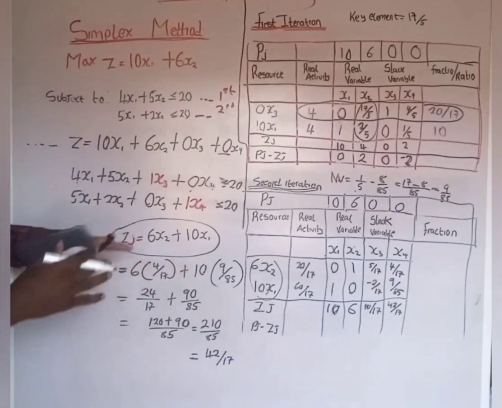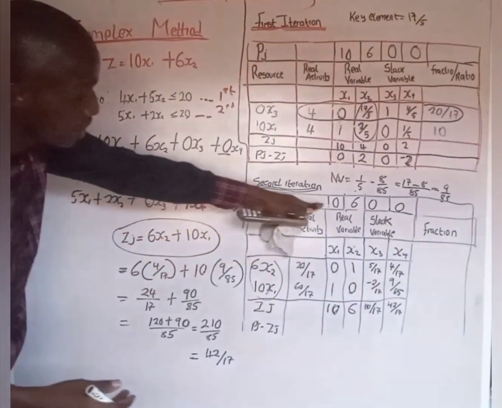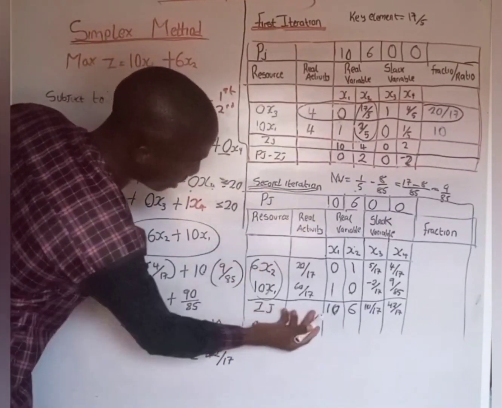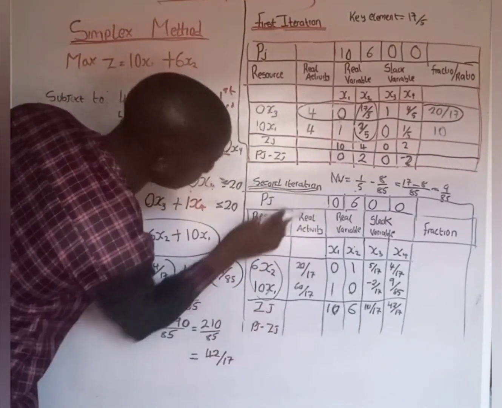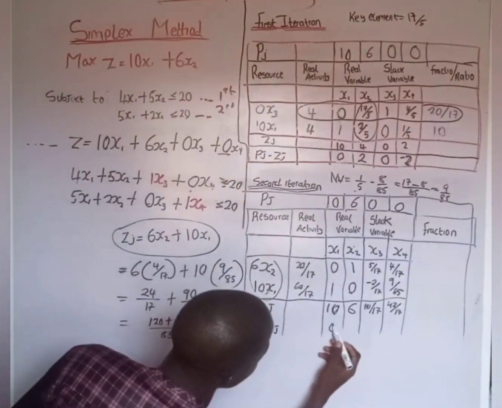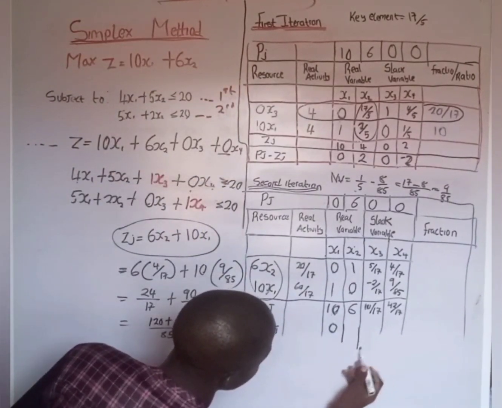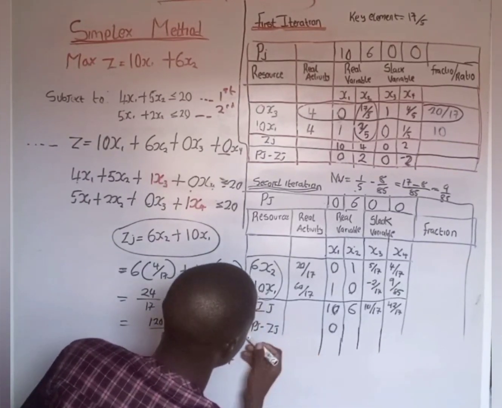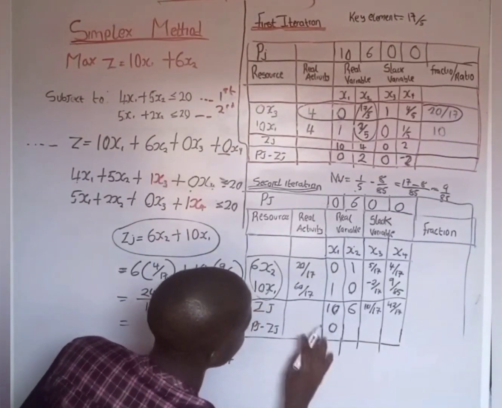So that you will not make any mistake, the value of PJ is here. For this one, the PJ is 10, and the ZJ is 10. The value of PJ minus ZJ will be 10 minus 10, which gives me 0. So I'm going to have 0 here, 0 in this place.